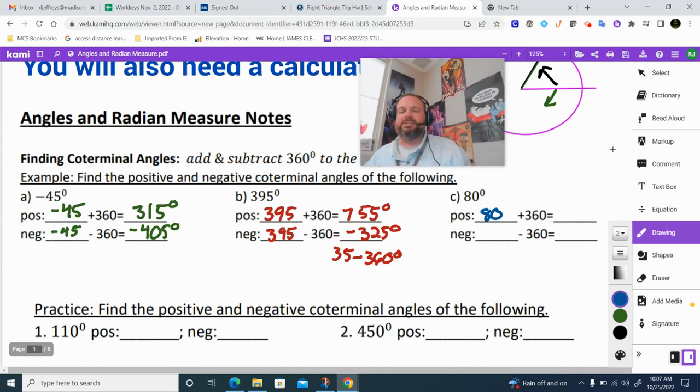So 80 plus 360 is 440 degrees. And then 80 minus 360 is negative 280 degrees. Like I said, this stuff is super duper crazy hard. Just take your time. Don't freak out. You may want to have some orientation about where the subtracting is going, but it's very doable.